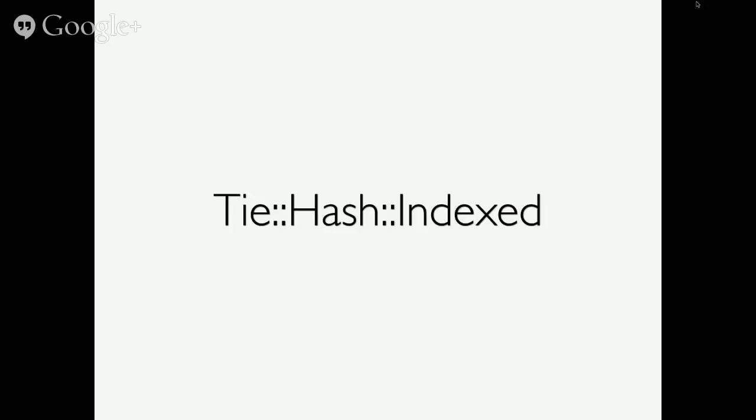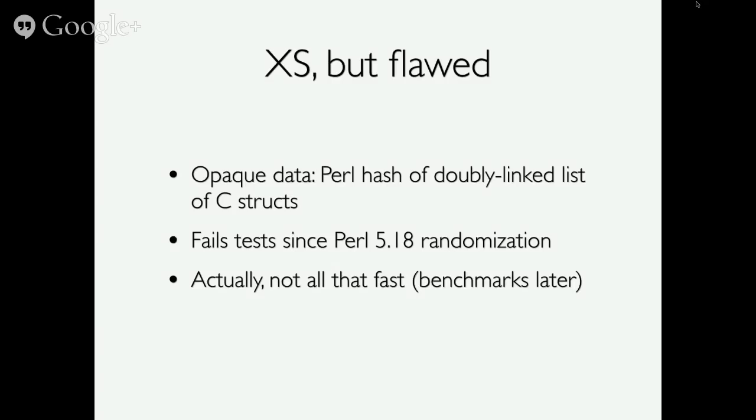So then there's tie hash indexed. I thought, all right, keep moving through, maybe I'll get something good. This is XS. I was excited. Okay, an XS module, which is good for certain circumstances, not good if you need pure Perl. But I thought, okay, this is great, but it's flawed.